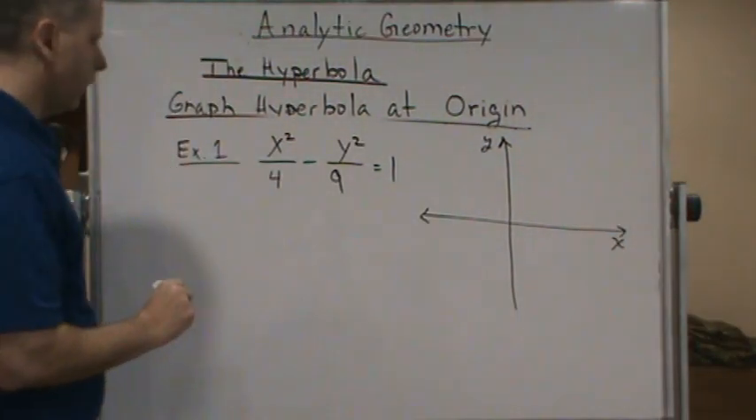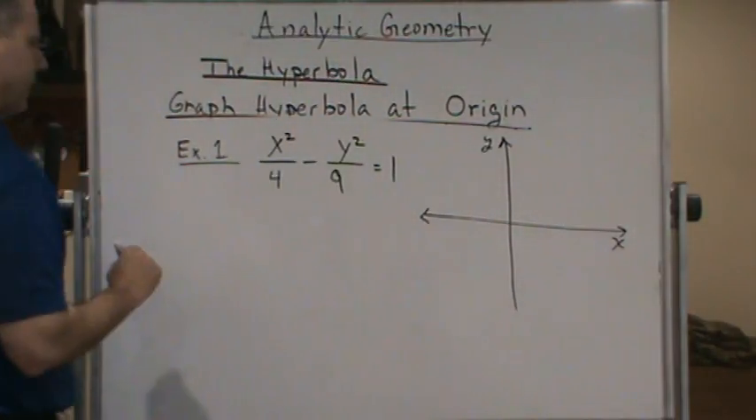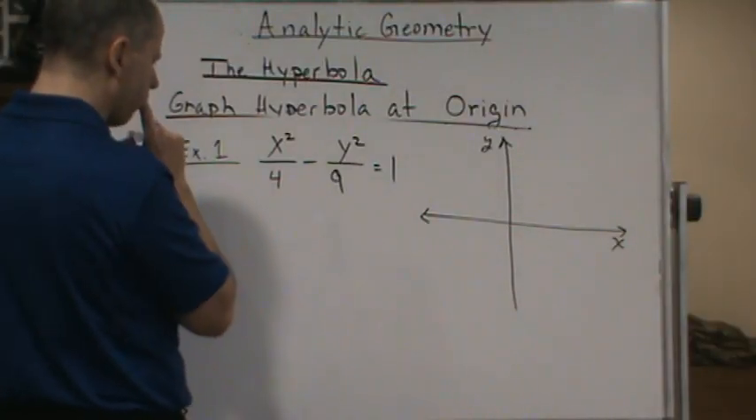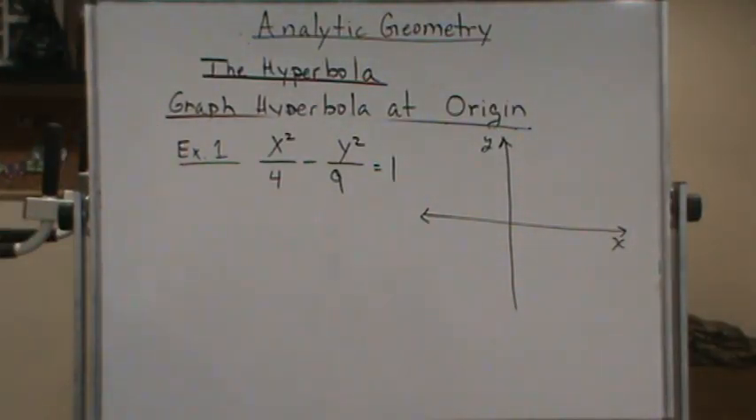So now we know the center is at the origin. We need to know where the vertices are. And that's going to be our a value, right? So we got to find our vertices, and we got to draw the box, right? So in this case here, remember A is always under the first one.